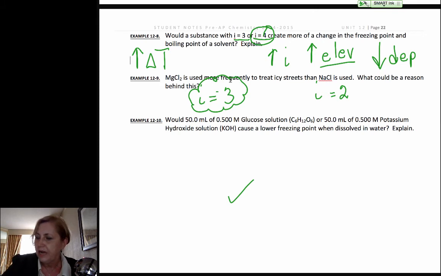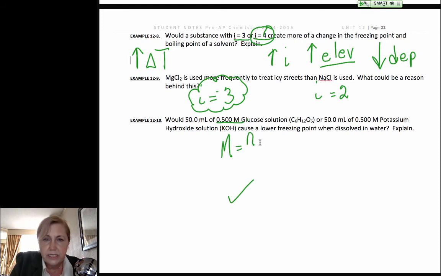Okay? Now, let's take a look at our next conversation here. This one gives us a specific way. We're going to talk about this in more detail. This is called the molarity, and we're going to calculate this soon. It's moles of solute per liter of solution.